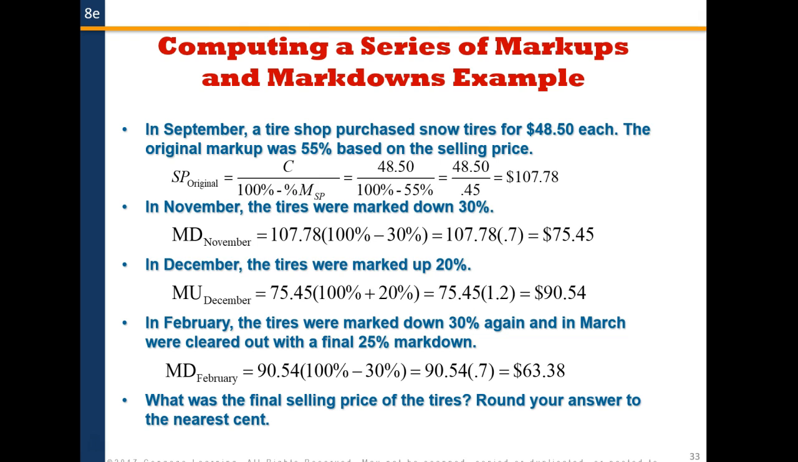So in March, they wanted to get rid of those tires, so they marked them down another 25%. So they marked the tires that were $63.38 down 25%, and you get $47.54. So that was the final price, the final sales price was $47.54.